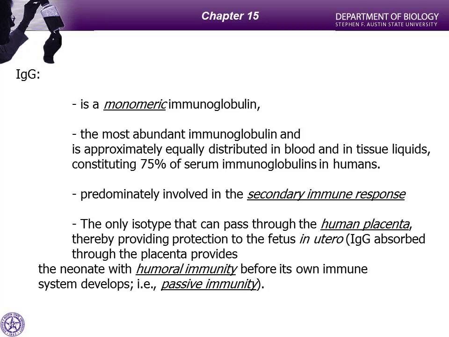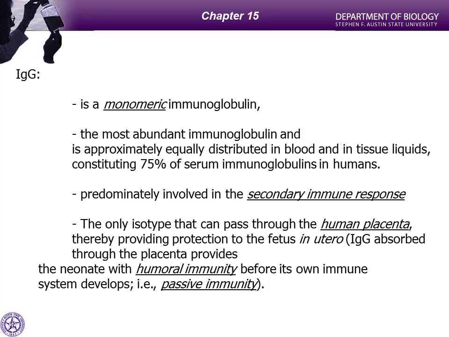Now, IgG is pretty important as well because the IgG is the only isotype that's produced in the human body that can cross the placenta. And so when a baby is born, the baby has passive immunity. Passive in the sense it got antibodies from mom. Whatever mom had antibodies against, the baby's going to be born with those antibodies.